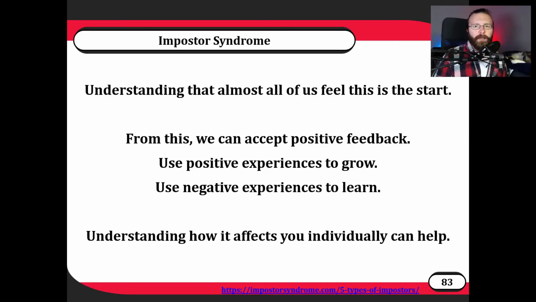So the first step to overcoming your imposter syndrome is that we have to learn how to accept positive feedback. We all feel this. So if we're all feeling this and we're still providing each other positive feedback, then we need to start accepting that and integrate that into our mental model when we receive it. When we get positive experiences, we should use it to grow, to say, okay, that is good. I can accept that that's good and press on. When we get negative experiences, we should learn from them.